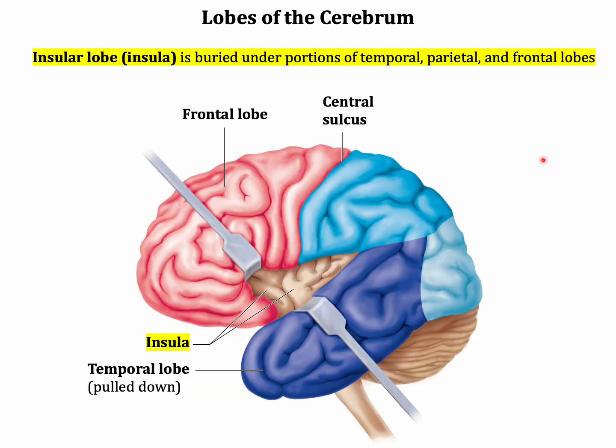Another lobe that we couldn't see on the previous page is the insula or the insular lobe. It's buried underneath the temporal, parietal, and frontal lobes, and has specialized areas that carry out certain functions that we'll see here in a few pages.